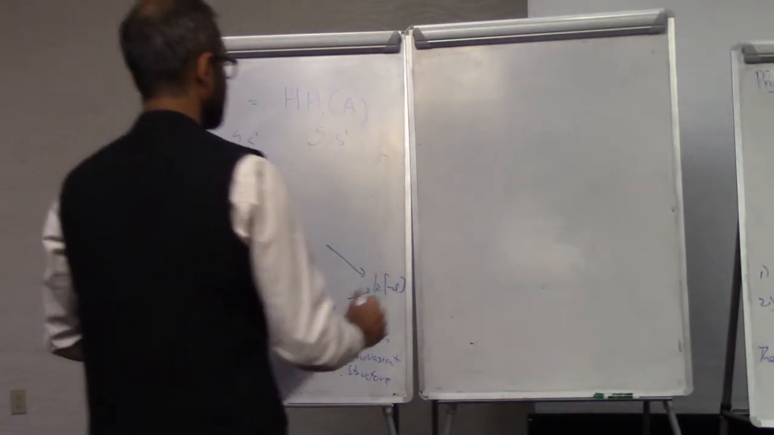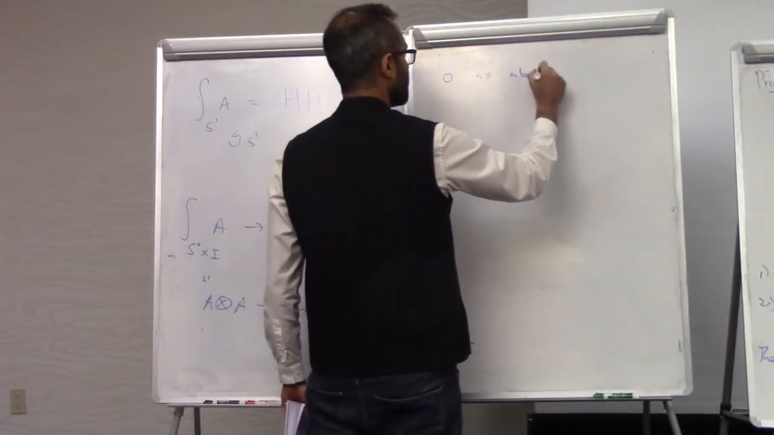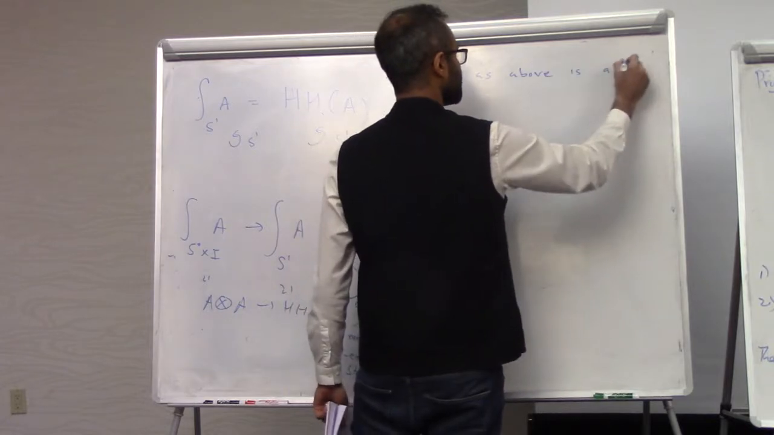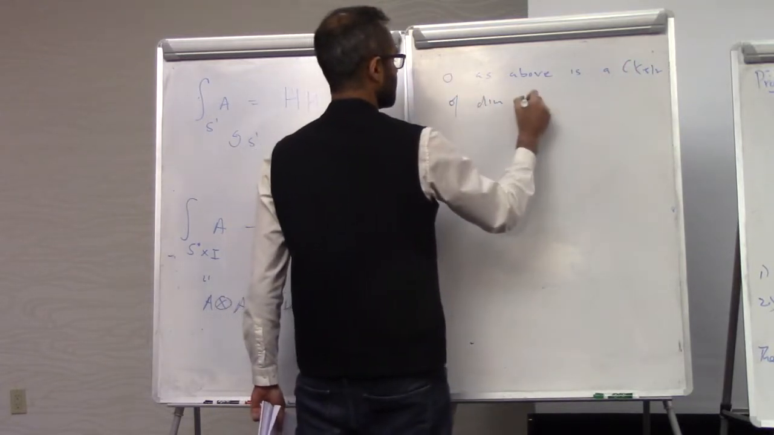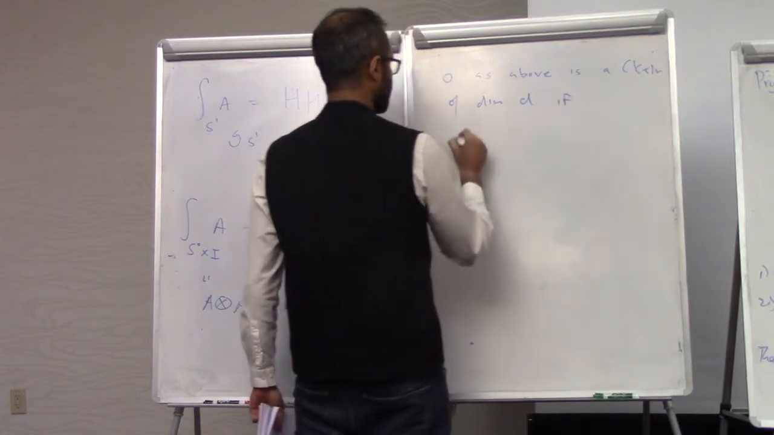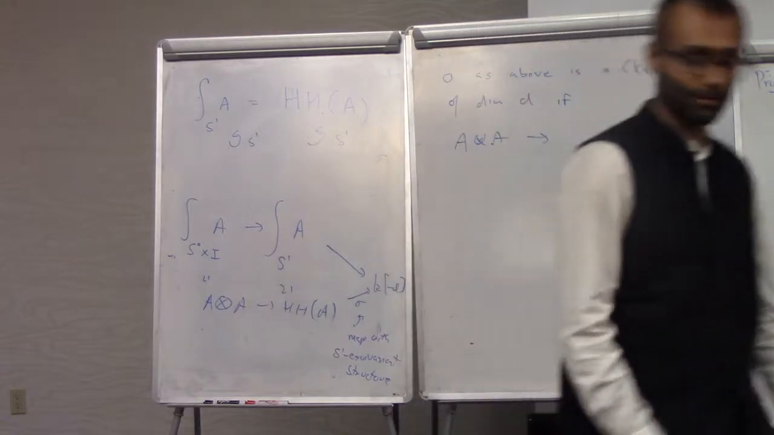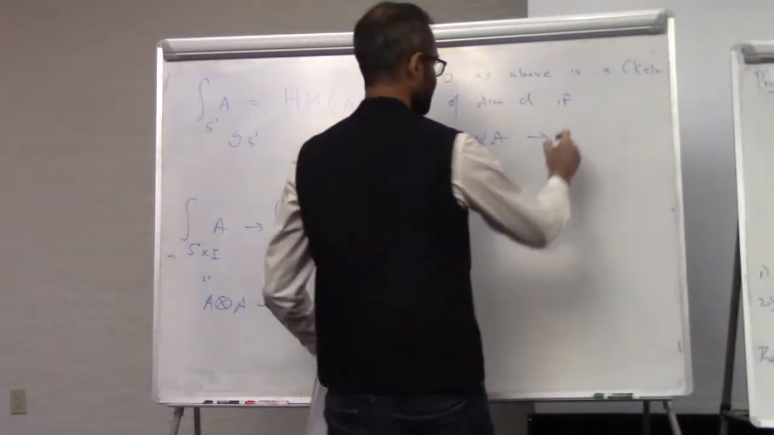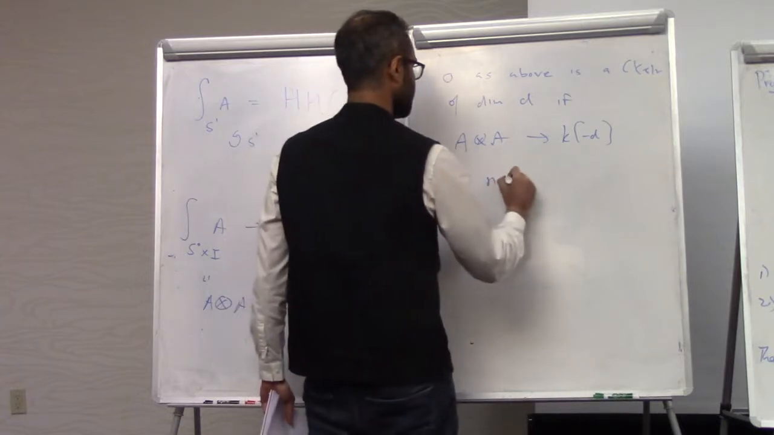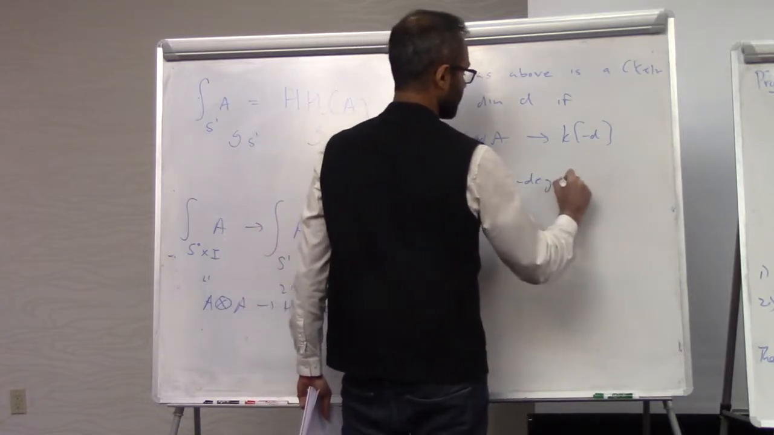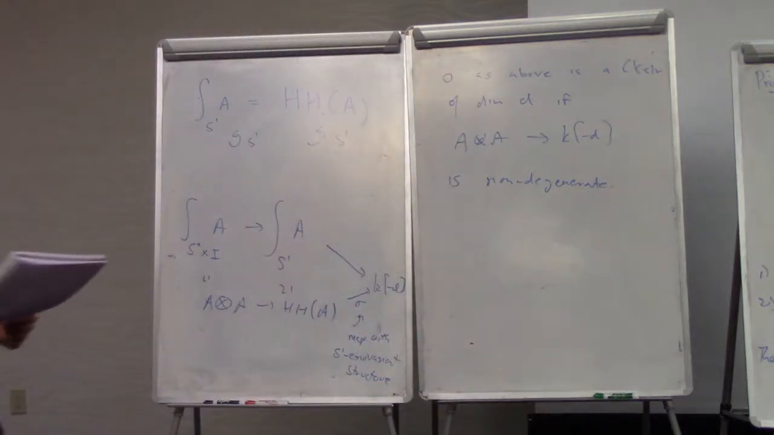So sigma above is a CY structure of dimension D if the pairing A tensor A mapping to K shifted by minus D is non-degenerate. Right, so this is a kind of Poincaré duality.